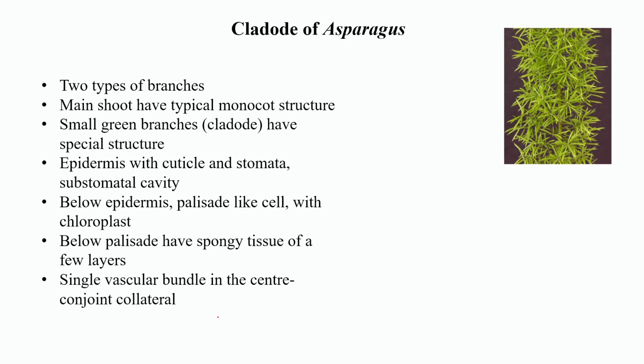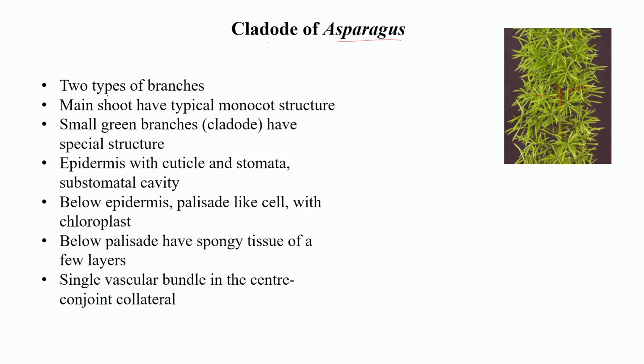Now coming to the next structure, we will try to understand cladode of asparagus. Now asparagus also you will see that it will have a main stem, and all those branches will come out, although they appear like leaf-like structure, but they are modified branches. Okay, and they are green structures, they are flat structures, and they will perform photosynthesis.